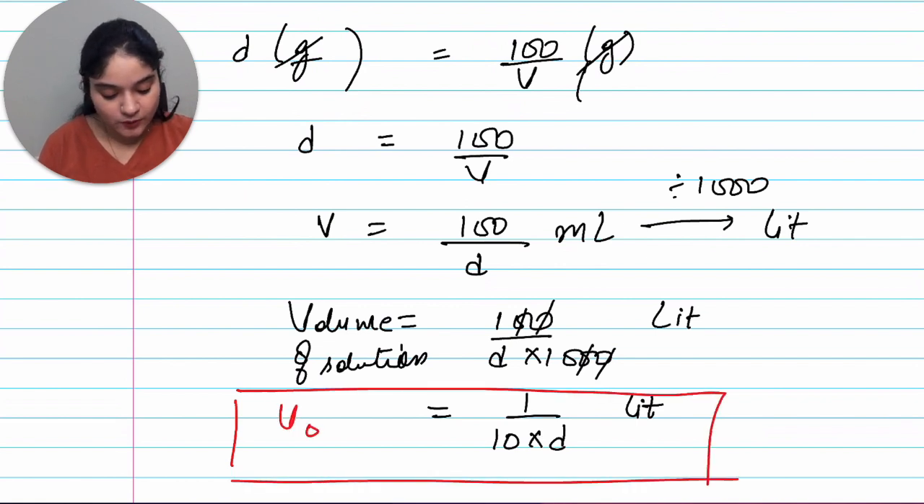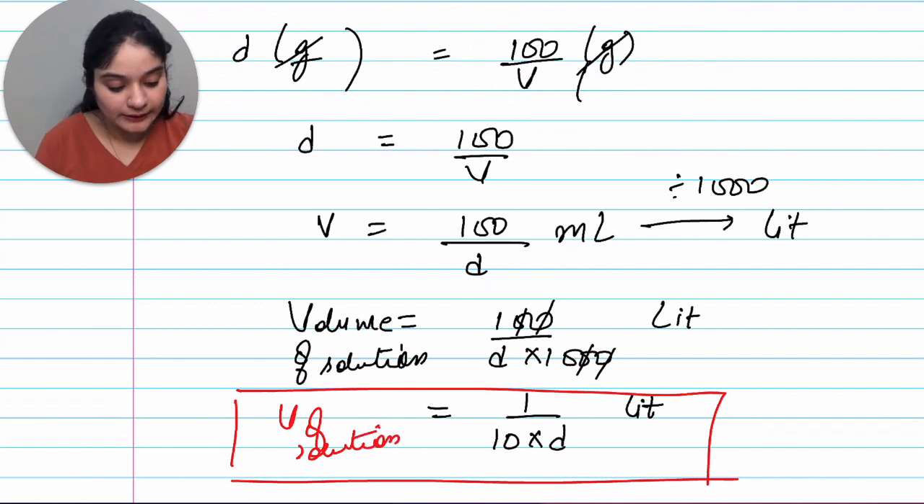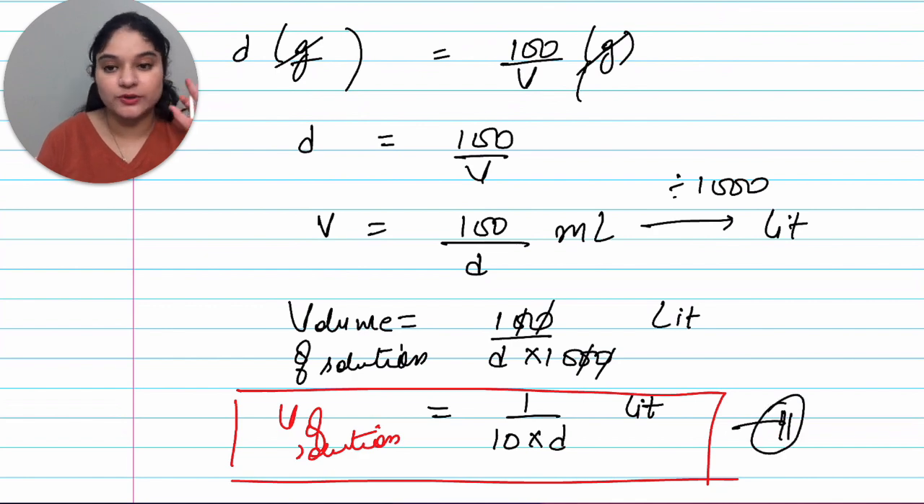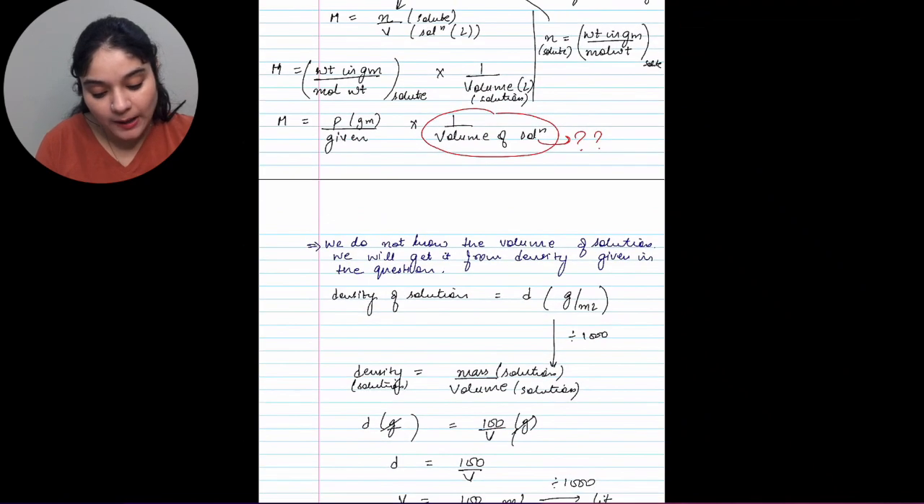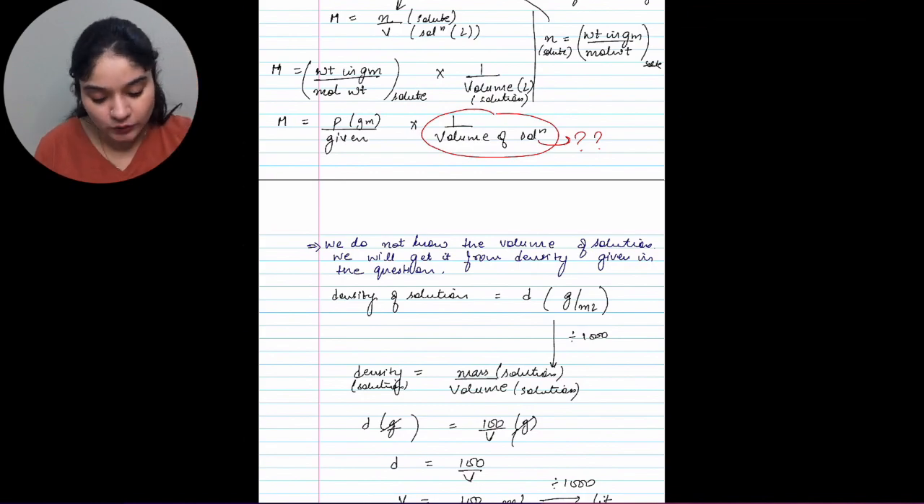Let me write volume of solution. So we were looking for this so far. So let's mark this as an equation. Let's say equation 2 or equation 1, whatever you want to mark it as. And you go back up on the previous page and use this information and put it back in that formula. Okay, students? So let's do that.